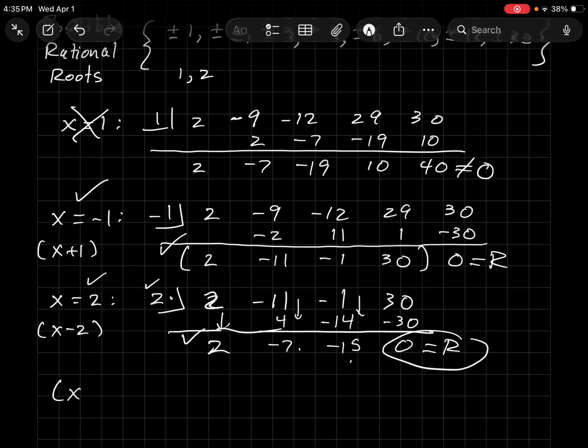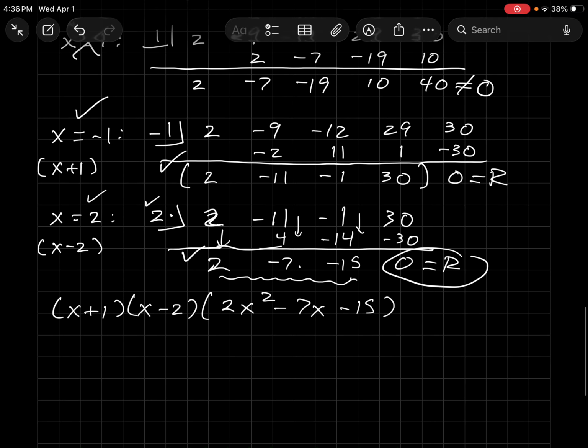I have the following. My polynomial is x plus 1, I know that's a factor, times x minus 2, no, that's a factor, times what? Well, let's interpret this here. That's 2x squared minus 7x minus 15. If this factors, great. If it doesn't factor, we use quadratic formula, but either way, I don't want to do any more synthetic or even long division. So let's see if this will indeed factor. 2x and x right there. I think if I put a -5 and a +3, I see that it does factor.